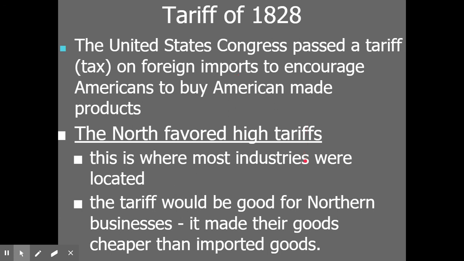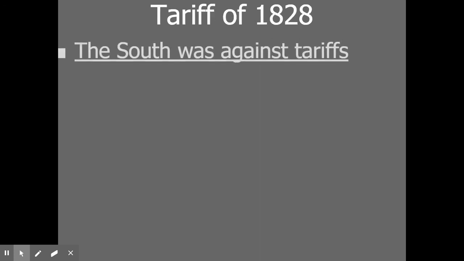So the North, they were totally on board for high tariffs because industries were located in the North and they knew that this would be good for their businesses because it made their goods cheaper, which meant Americans would buy them. Okay, I'll give you 50 cents if you can tell me who was against tariffs. Come on, you didn't think I was going to say dollars. Yeah, the South. They were totally against tariffs.